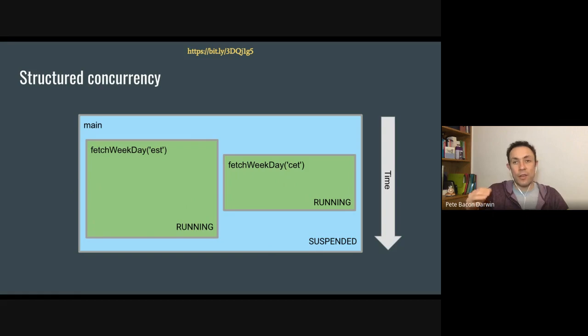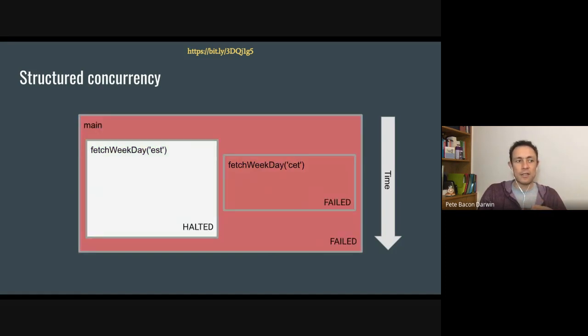The idea of structured concurrency is that if one of these fails, then the parent has to fail as well. And if the parent fails, then the other running ones have to be halted and told to stop doing what they're doing. So this is basically what happens.